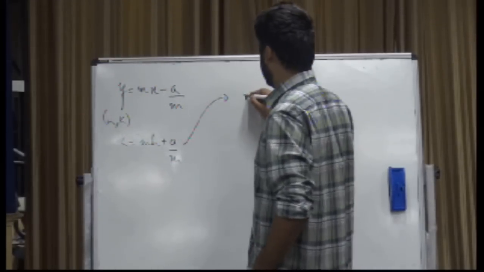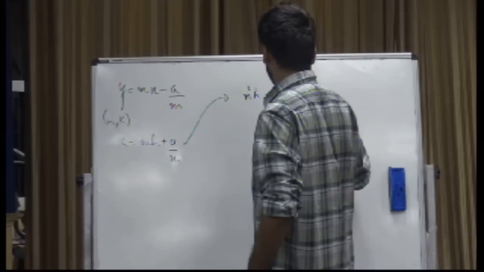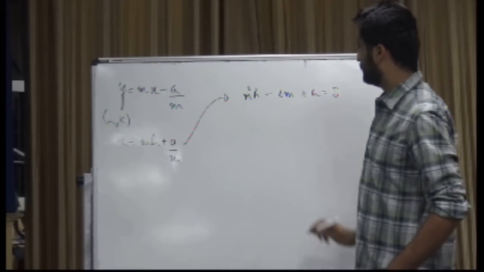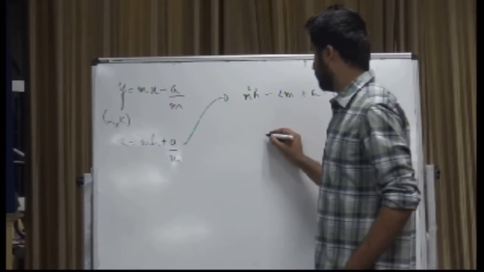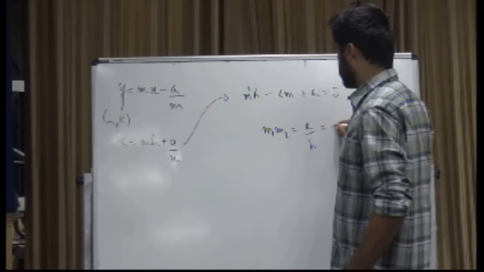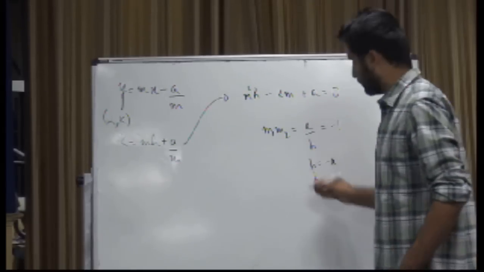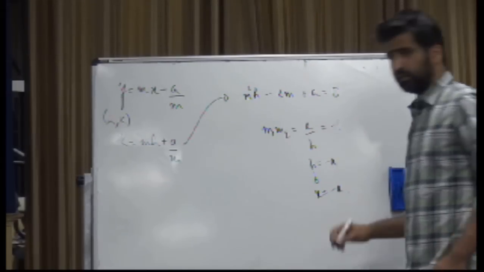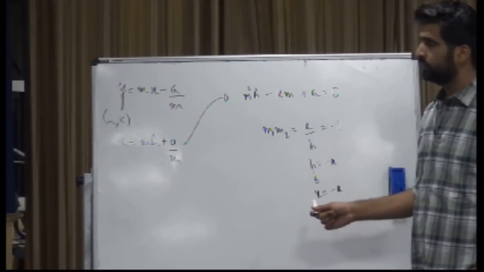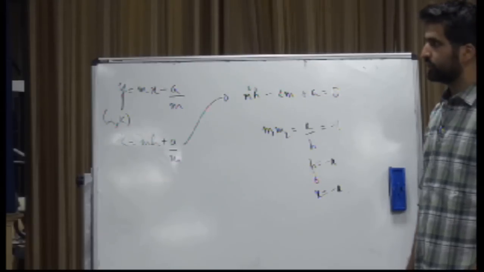So you get m square h minus k times m plus a is equal to 0. Right? This is what you'll be getting. So if you see m1, m2, that will be equal to a by h. This is equal to minus 1. So you get h is equal to minus a. Replace h comma k with x comma y. x is equal to minus a. So this is actually the equation of the directrix. So in the case of parabola, the directrix will be the equation of the director circle.